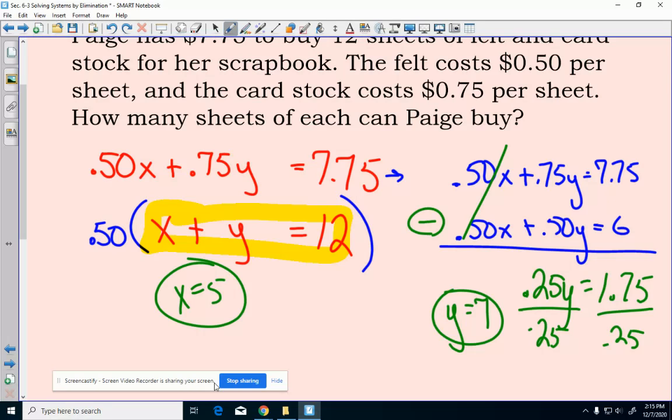Okay, we can do this idea of a system. We can do it through graphing, we can do it through substitution, or lastly, we can do it using elimination. Remember, in order to eliminate, you must make your coefficients be the same or make them the opposite before you add or subtract.